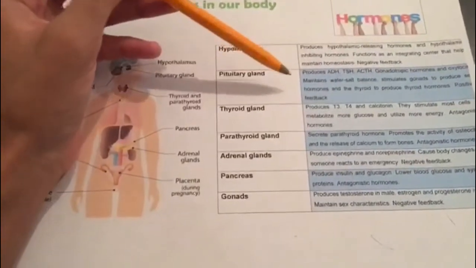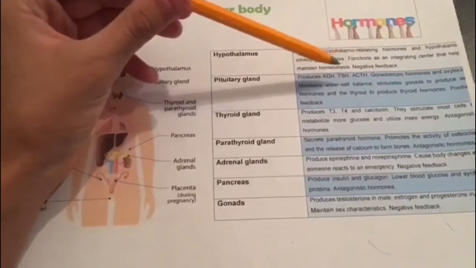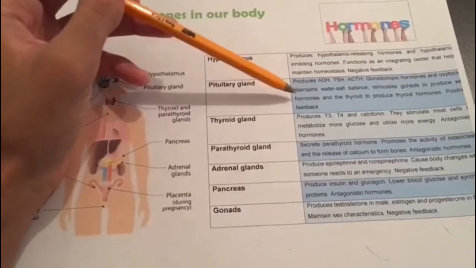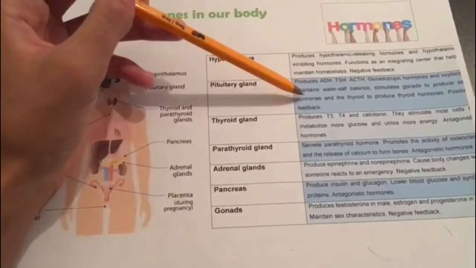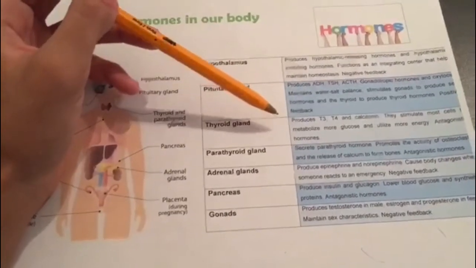The pituitary gland produces ADH, TSH, ACTH, gonadotropic hormones, and oxytocin. It maintains cortisol balance, stimulates gonads to produce sex hormones, and the thyroid to produce thyroid hormones, and it is controlled by a positive feedback.